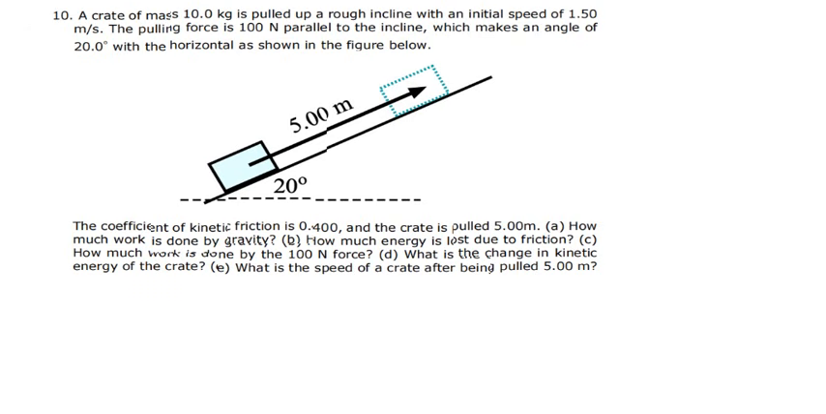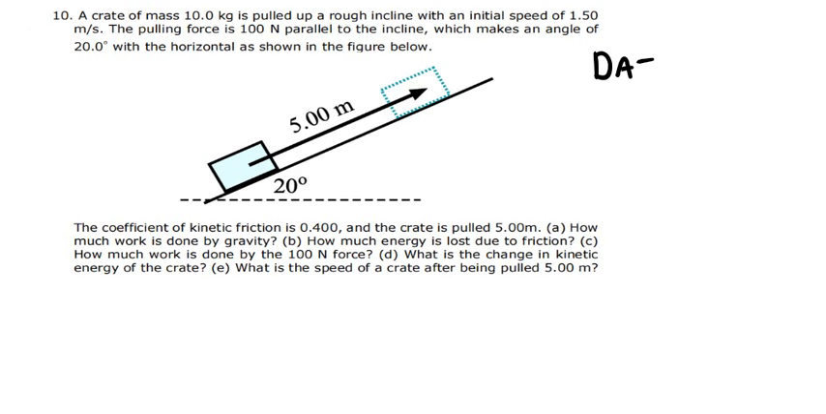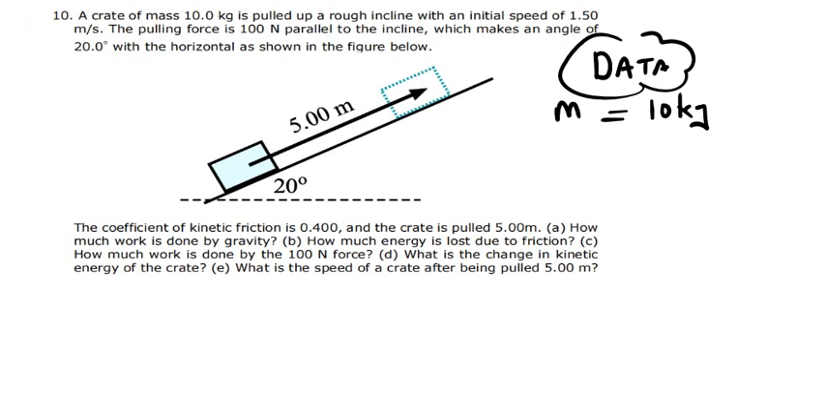The coefficient of kinetic friction is 0.4 and the crate is pulled 5 meters. How much work is done? And all these are the questions. Let's just come up with the data. So what have we been given? We've been given the mass of this crate. It is 10 kg. It's pulled up a rough incline with an initial speed.